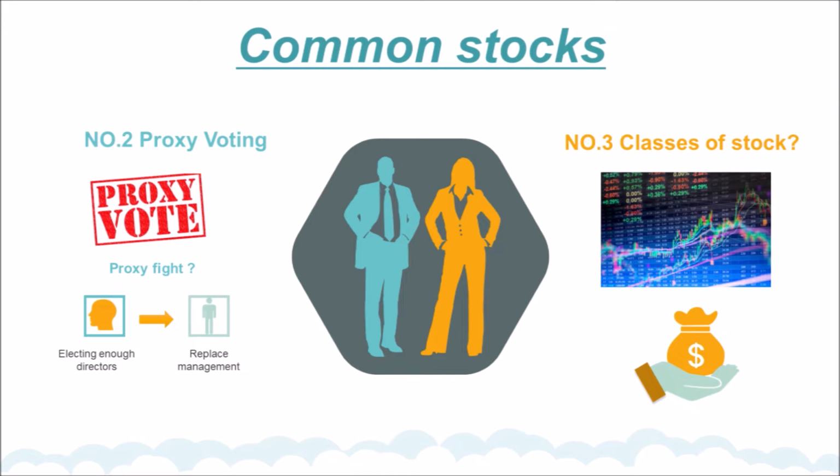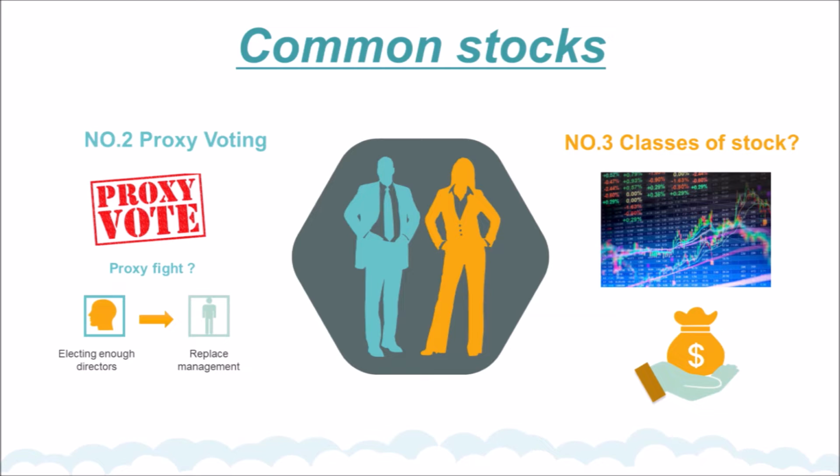And then we have proxy voting. So a proxy is a grant of authority by a shareholder to someone else to vote her shares. However, an outside group of shareholders can try to obtain proxies in order to replace management by electing enough directors.